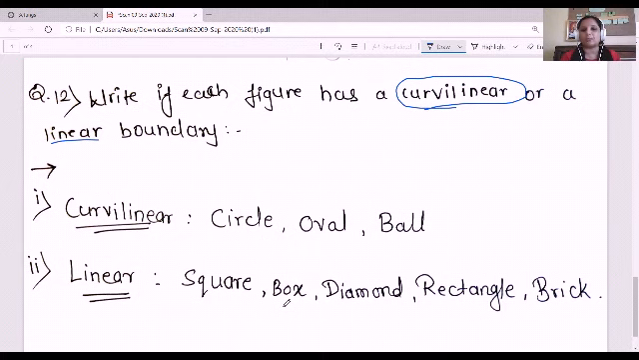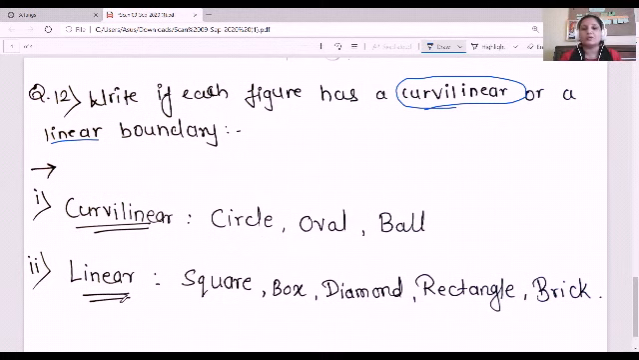Same way now box also. Straight line, so it will come under the linear. Diamond also will come under the linear. Oval, which is in circle shape or curved shape, we can say, isn't it? So that will come under the curvilinear. Now same way here, ball is also in a circle shape, which will come under the curvilinear, and remaining rectangle and a brick will come under the linear one, isn't it?